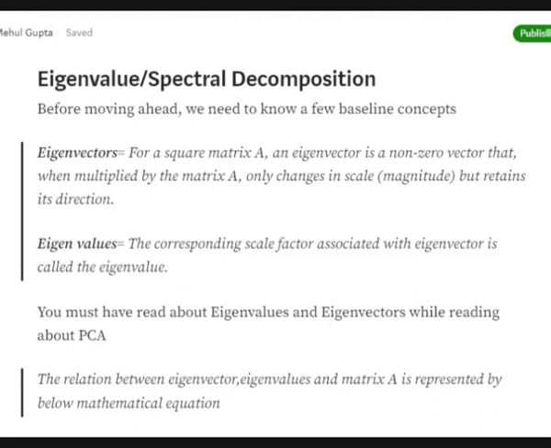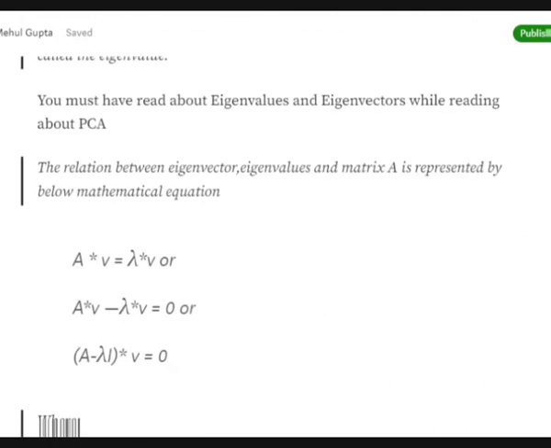Eigenvectors and eigenvalues are basically related to directions of a particular matrix, something a bit mathematical that I'm wishing to skip, because I'm assuming while reading PCA, you must have read about eigenvalue decomposition, specifically eigenvalues and eigenvectors. Now, moving on to eigenvalue decomposition, the relationship between eigenvector, eigenvalues, and the actual matrix is represented by this equation: A into V equals lambda into V, where lambda is the eigenvalue, V is the eigenvector, and A is the actual matrix.